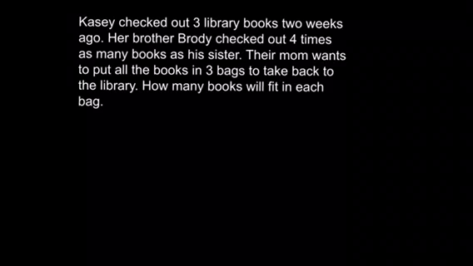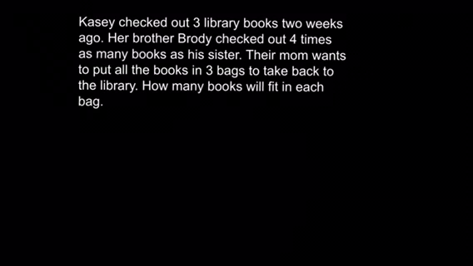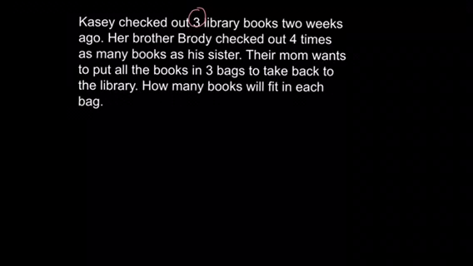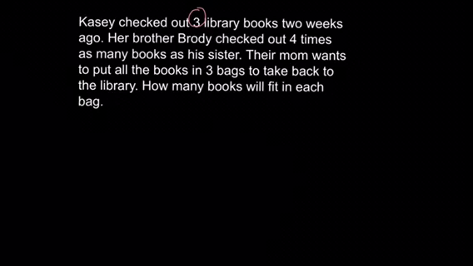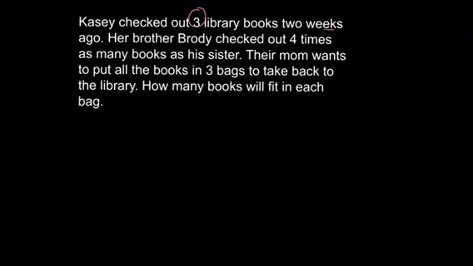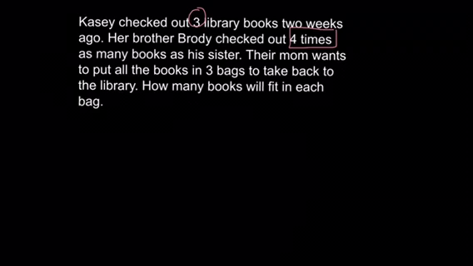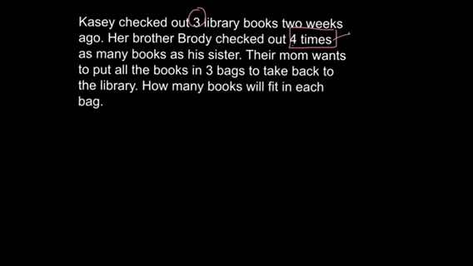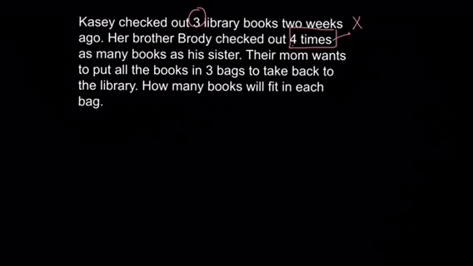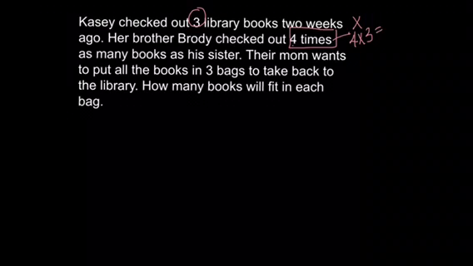So the first thing that you need to do is take a look at the steps that you would normally be doing. Here, I'm looking for keywords and important numbers. 3 library books is important. Not so much 2 weeks ago because it's not pertinent to the problem. But the other part that is important is 4 times as many books as his sister. So you're taking 4 times 3. Times is a keyword for multiplication. And so you're going to actually be multiplying 4 times 3. That's what that indicates in the problem.